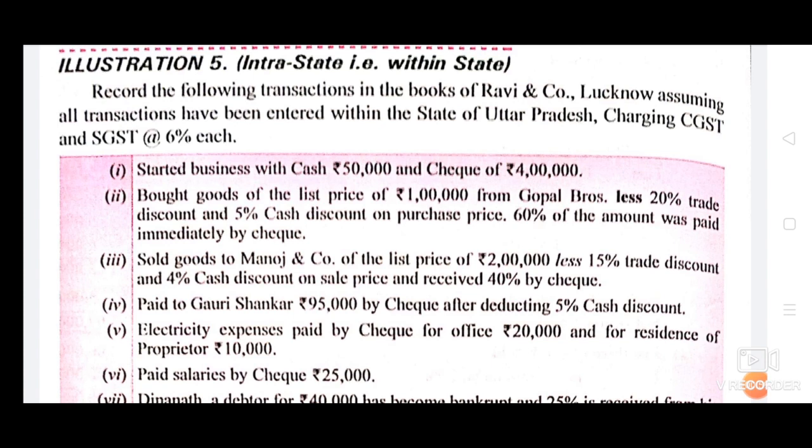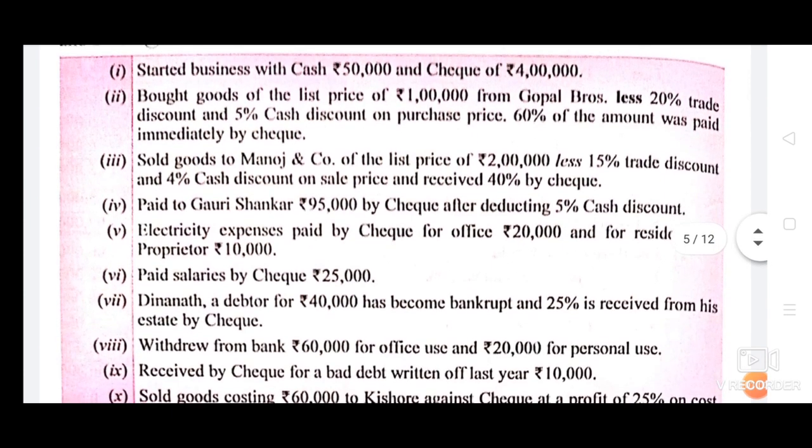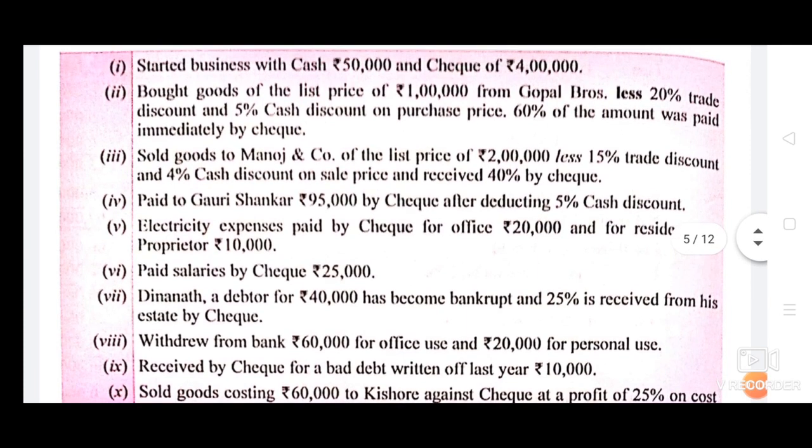Now see the problem. I am reading the problem. First, started business with cash rupees 50,000 and cheque of rupees 4 lakhs. Second, here this businessman is starting the business currently. So first entry is of started business.